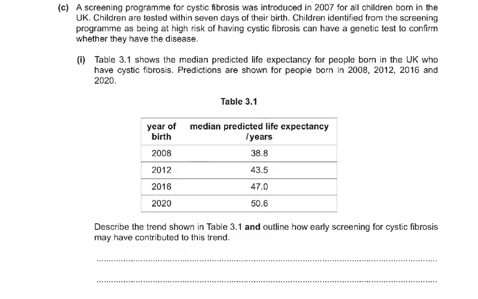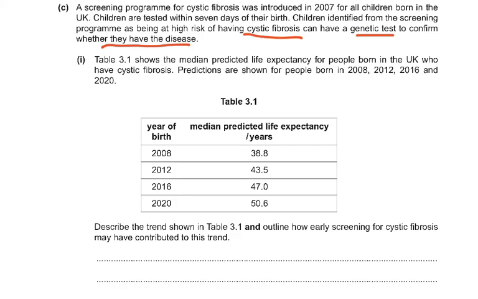A screening program for cystic fibrosis was introduced in 2007 for all children born in the UK. Children are tested within 7 days of their birth. Children identified from the screening program as being at high risk of having cystic fibrosis can have a genetic test to confirm whether they have the disease.